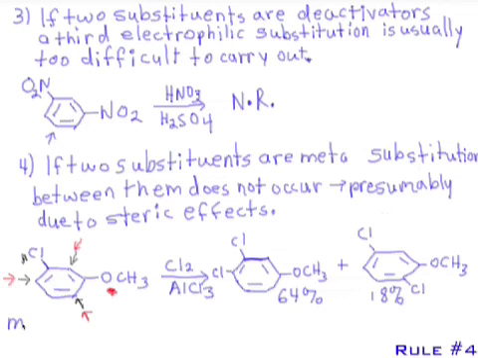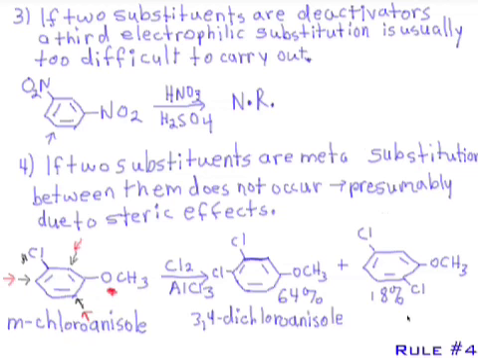So meta-chloroanisole yields 64% 3,4-dichloroanisole and 18% 2,5-dichloroanisole.